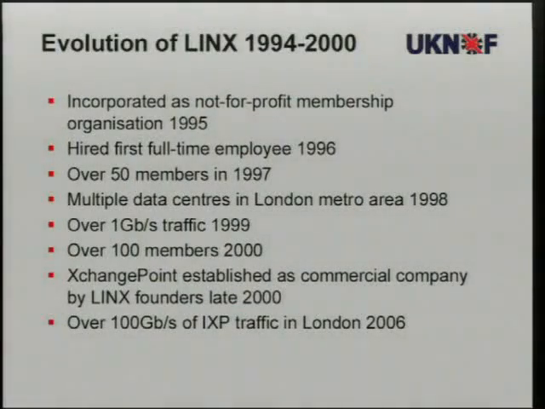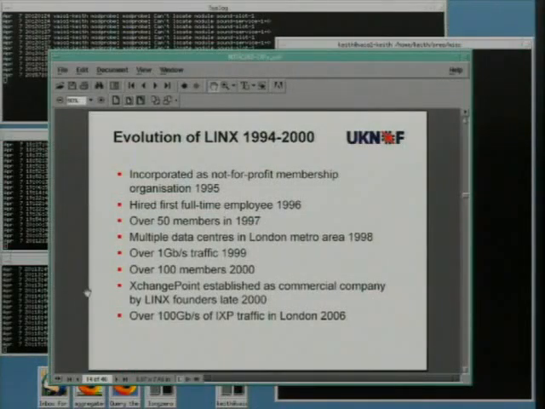History of LINX. This is not so different from a lot of other internet exchanges all over the world. After a year, we incorporated as a not-for-profit membership organization, and we hired our first full-time employee a year later. By '97, we had 50 members. By '98, we were the first exchange to start going into multiple data centers and connecting them together. First exchange to deploy 1 gig in '99, which got us up to 100 members in 2000. 2000, of course, was the dot-com silly year, but we decided to establish Exchange Point on similar commercial principles in late 2000.